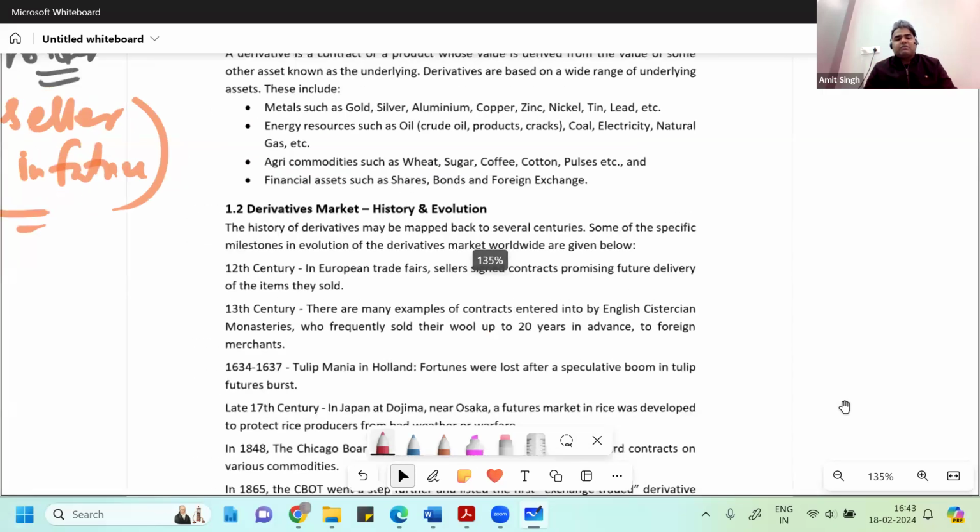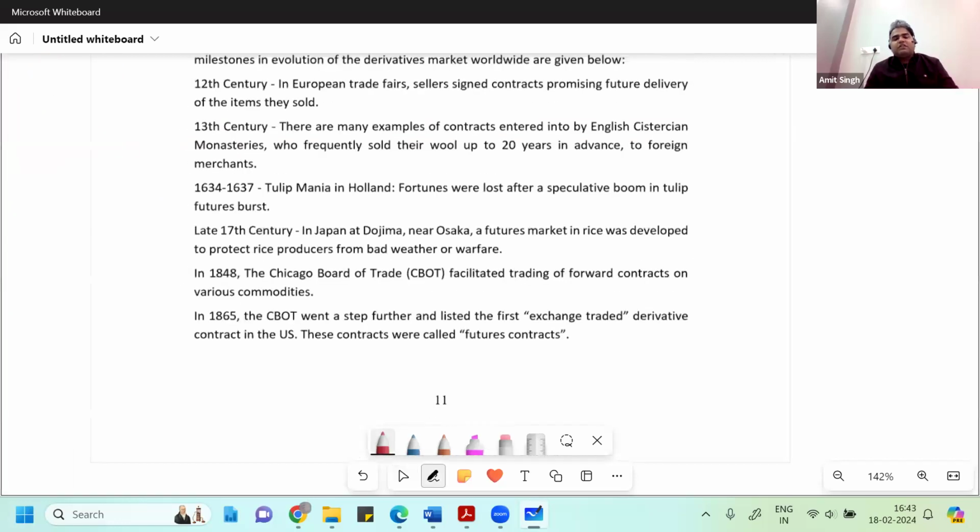Then in 1848, there was a well-known exchange in the US called the Chicago Board of Trade. They facilitated the trading of forward contracts on various commodities. Till 1848, a forward contract was a bilateral mechanism, a kind of OTC-based transaction. But in 1848 the exchange called CBOT introduced the trading of forward contracts over the exchange, which gradually created the foundation of the futures contract. How futures contracts are different from forward contracts we'll understand in the upcoming sessions.